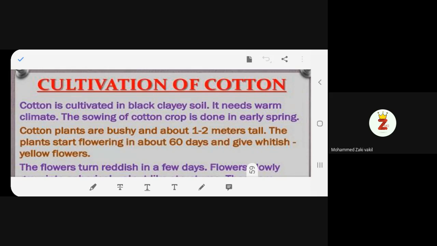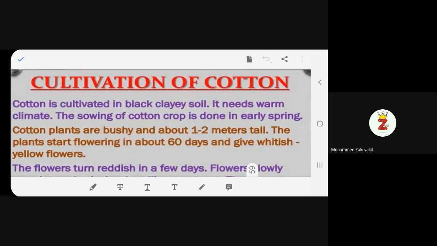Start with it. Cotton is cultivated in black clayey soil. It needs warm climate. The sowing of cotton crop is done in early spring. Cotton plants are bushy and about 1 to 2 meters tall.